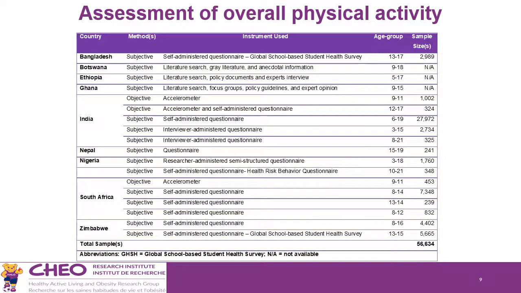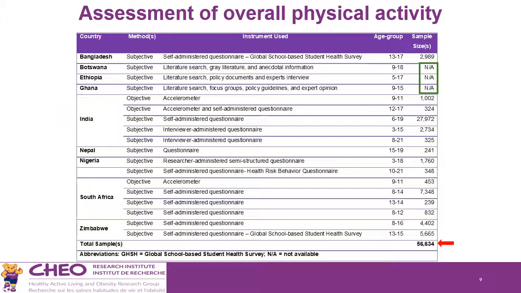Okay, so here to show how we assess each indicator, all of the 10 indicators used the same sort of format. I present here overall physical activity just to show how we graded these indicators. This table shows that of the 9 countries, the total sample that informed the overall physical activity grade was about 56,000 people.